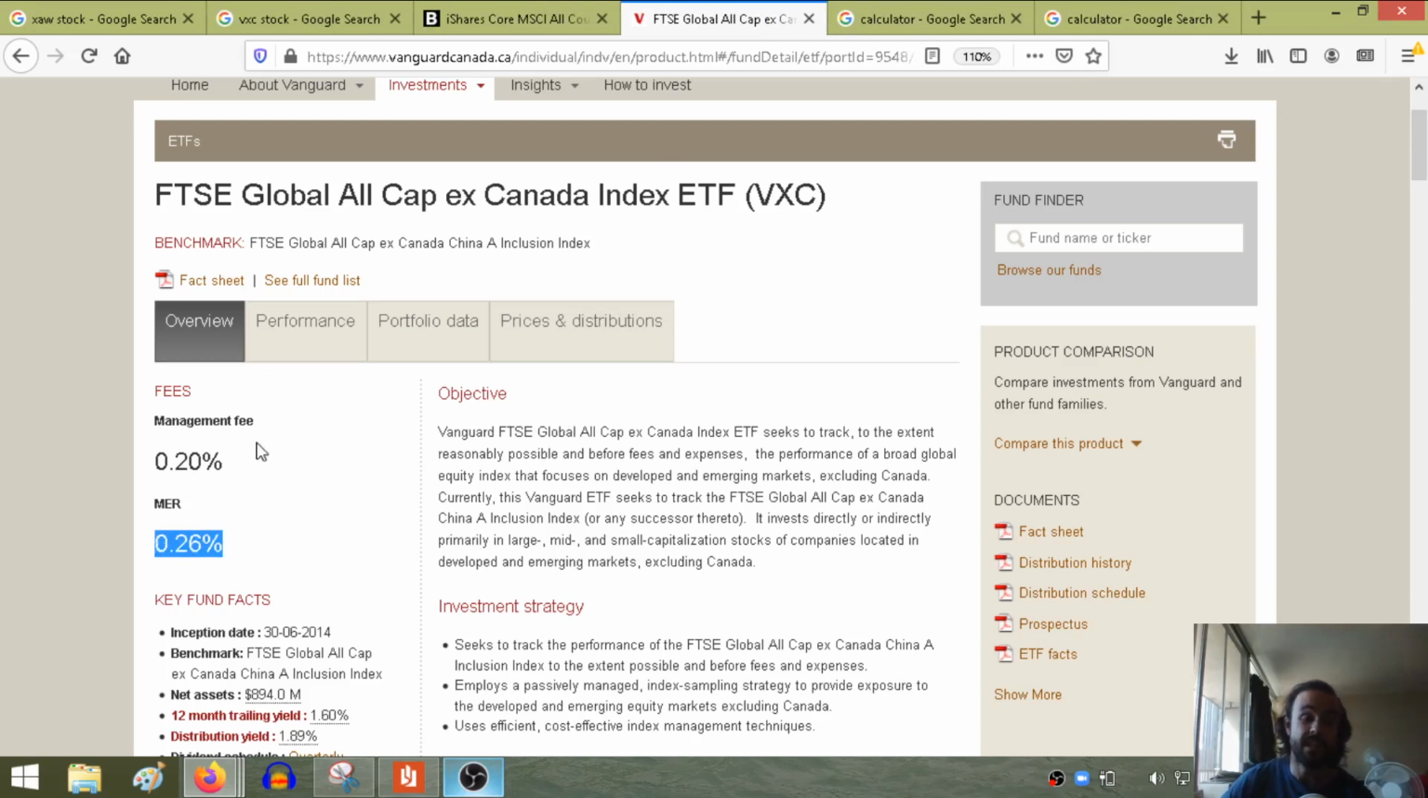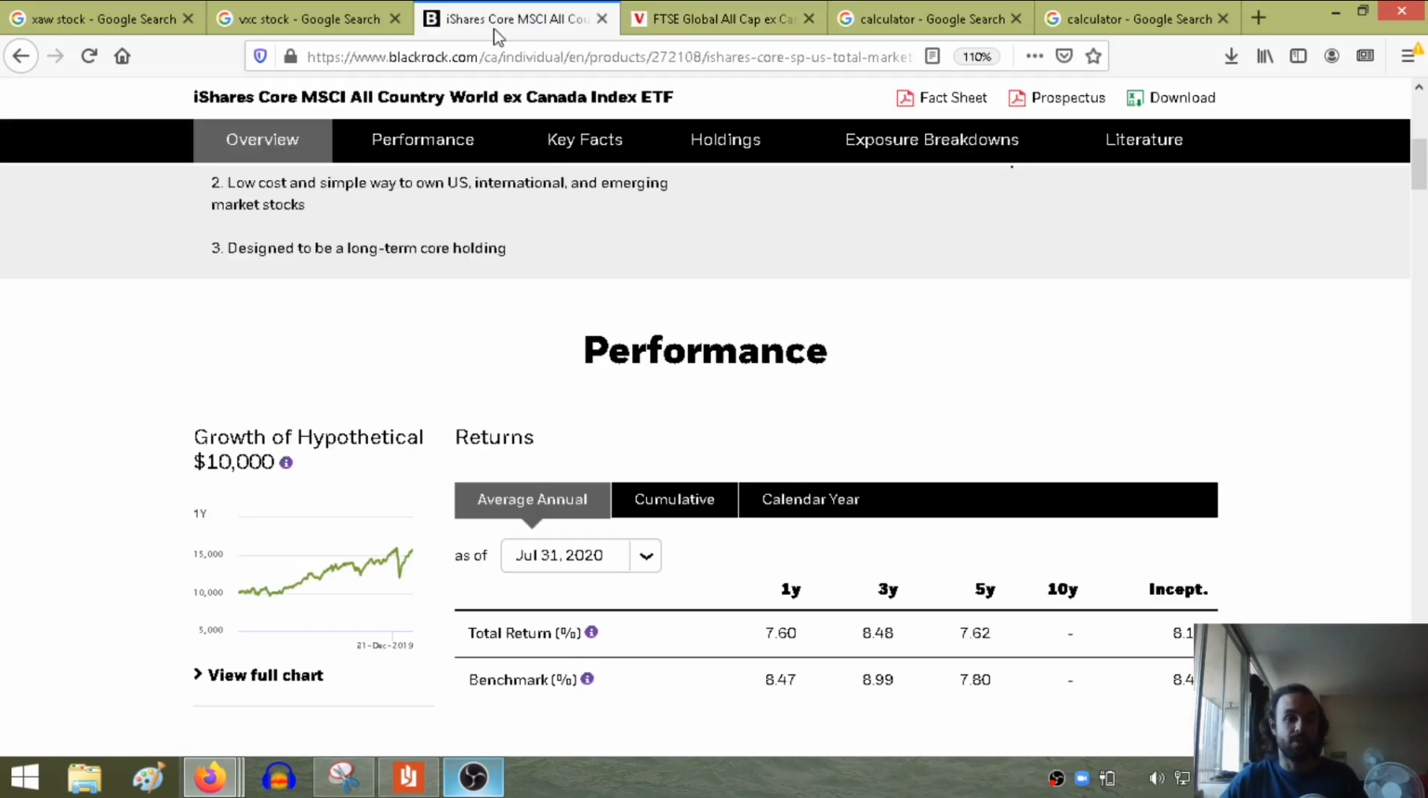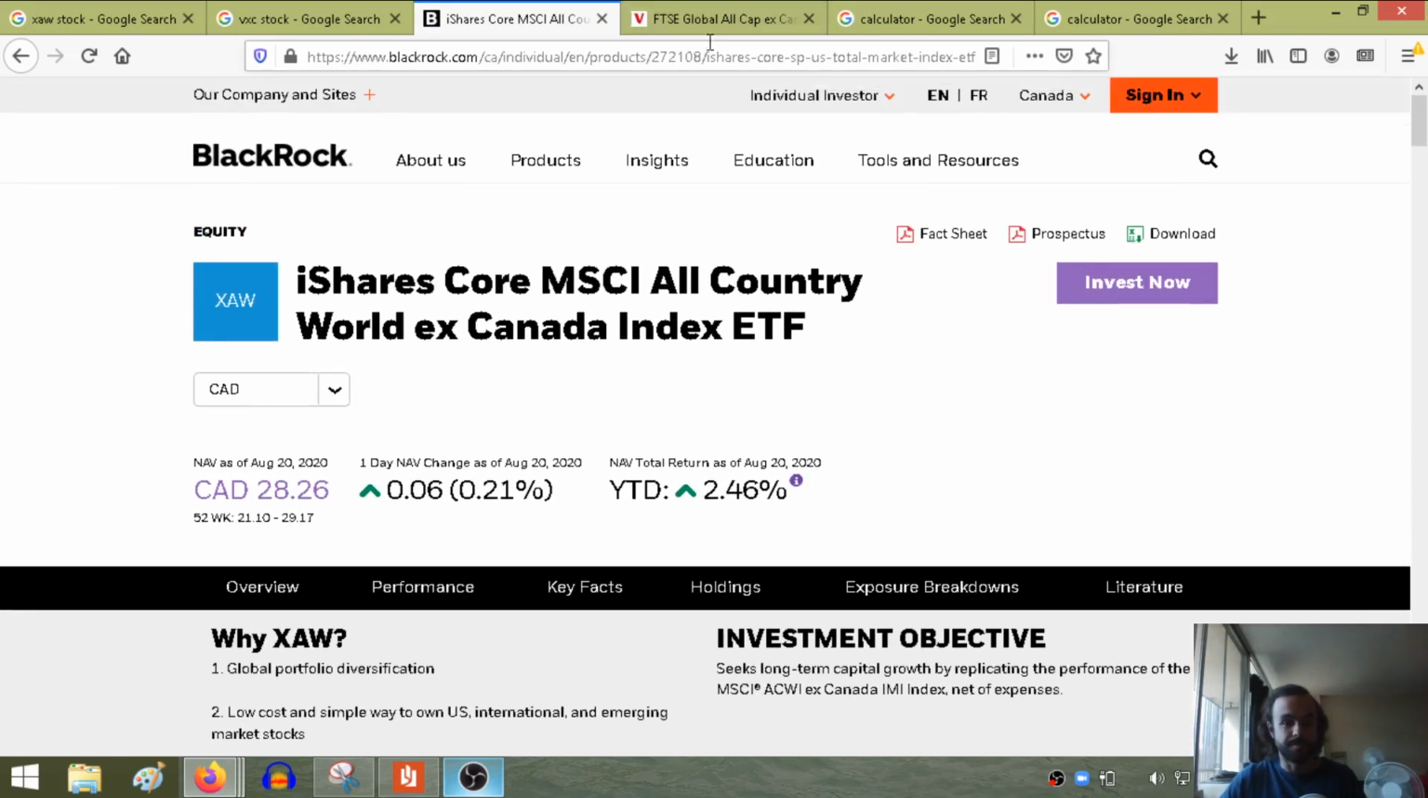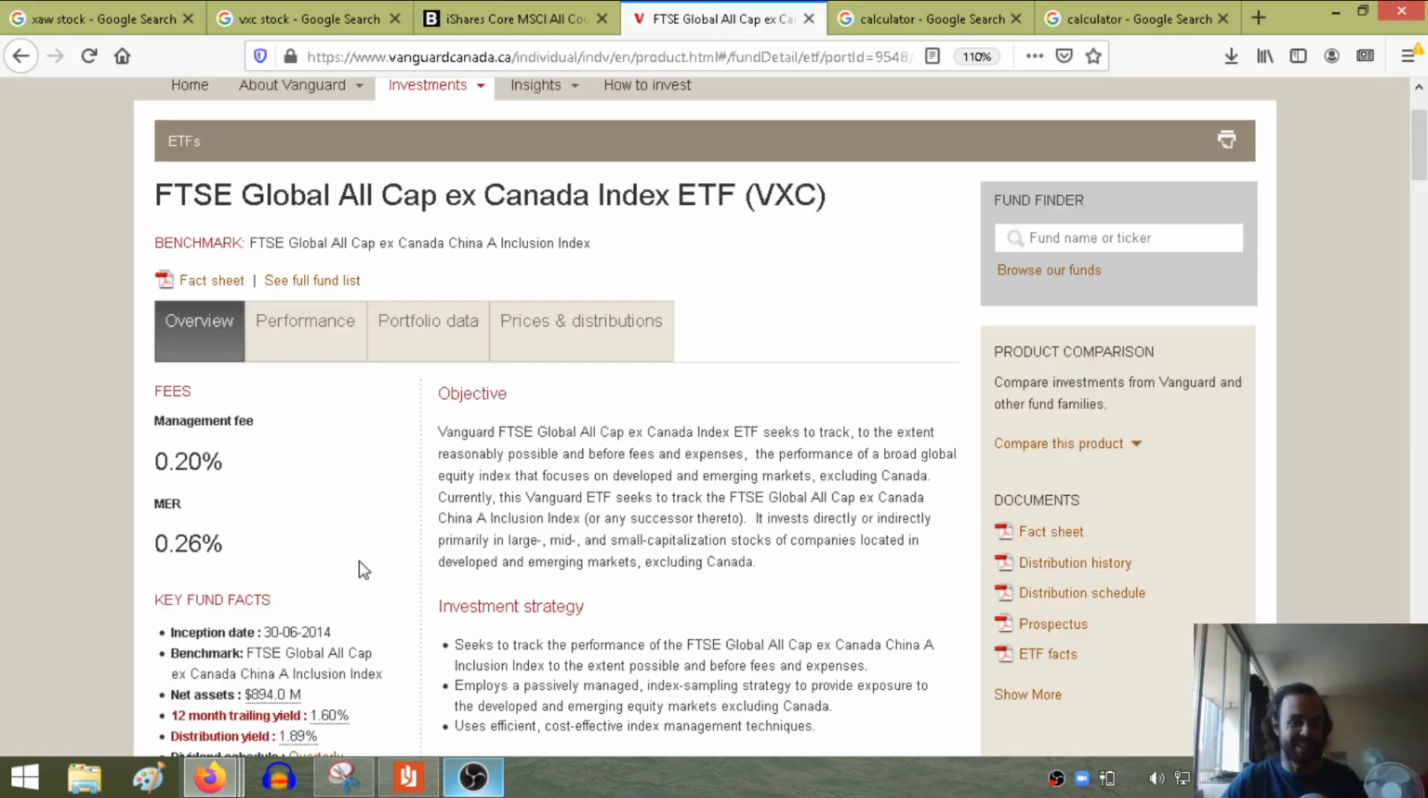The MER for this one is slightly higher than XAW. So this one is 0.26%. So you're giving up 0.04% more than you would be with XAW. And honestly, for an ETF, that is a lot to give up. 0.04 does not sound like a lot, but over 20, 30 years, depending on how long you're going to hold it so that you can have the dividends pay you enough to live off of, the MER is a big thing to consider. So that is one thing that we can see here, that you are actually paying less to own XAW, probably because so much of it is in the US again as well.